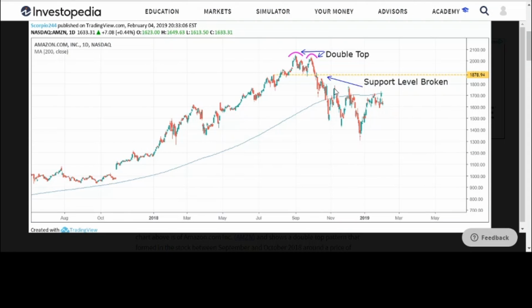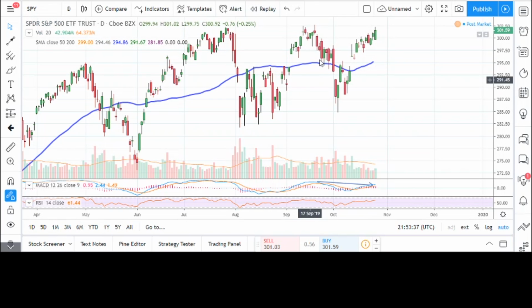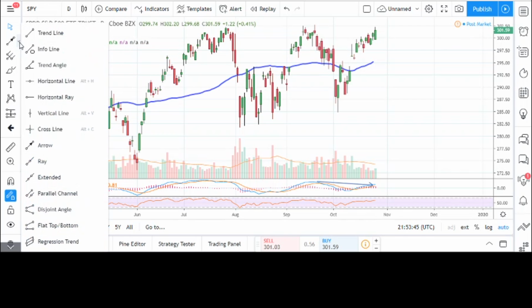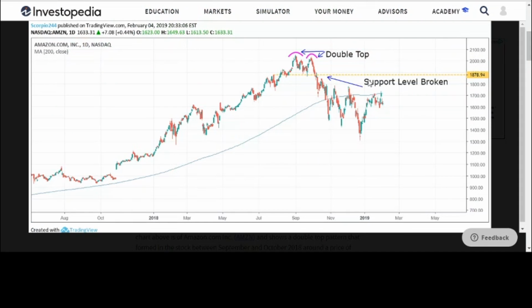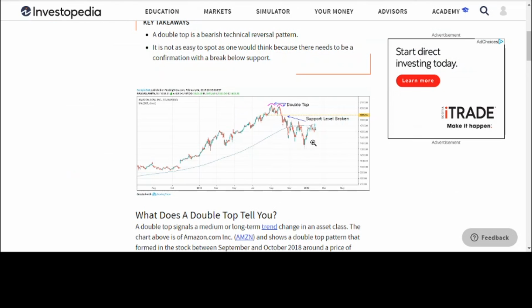Okay, what did this mean? Support level broken. Okay, this was the support level for them. Let's see, this was the top, and yep, the support level is broken here. See, according to the definition we are doing the thing right now. So this is the support area, and yes, it was broken and it came down. And what is the third thing that's mentioned?